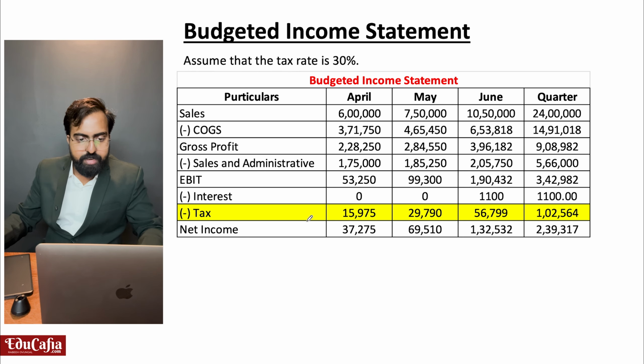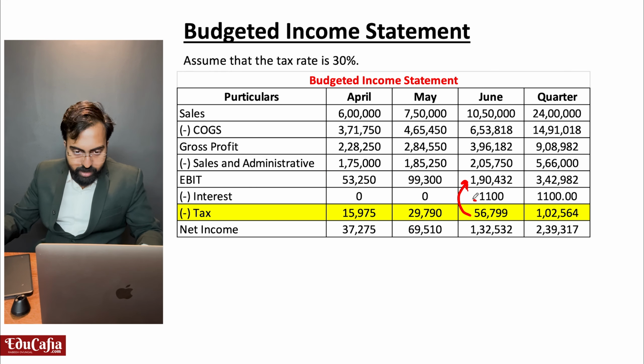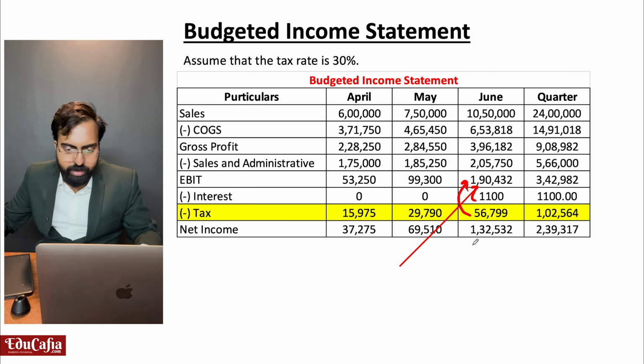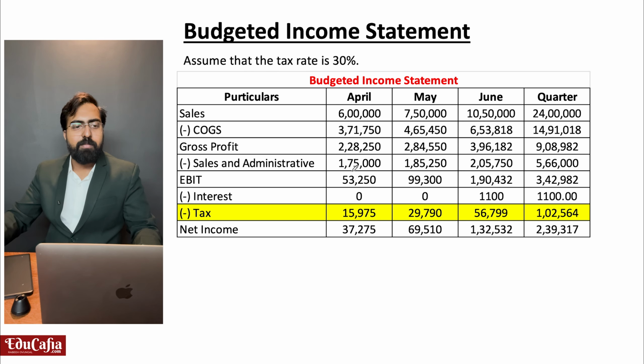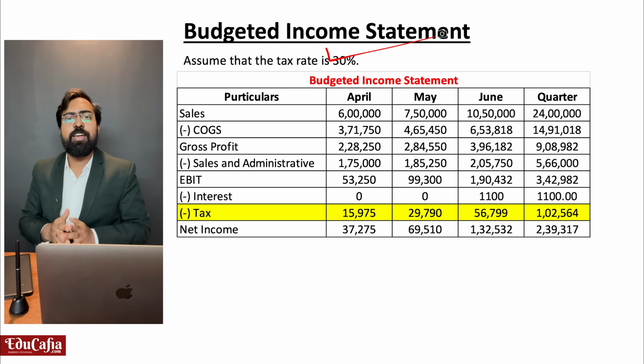Next, net income, very easy, right? We deduct this tax from EBIT, and we also have to deduct the interest. Then you will get net income. This is all about the budgeted income statement. Very easy. You got it?